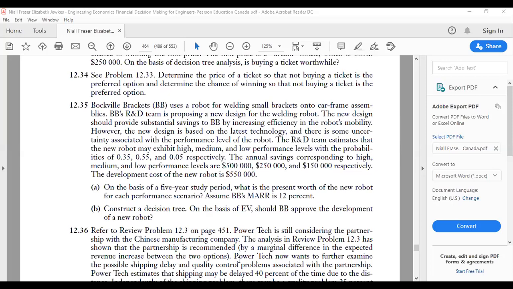Okay, anyone with a solution or a partial solution so far? Anyone with a partial solution? So you said define the present worth of all these first, correct? Right. So you have to.